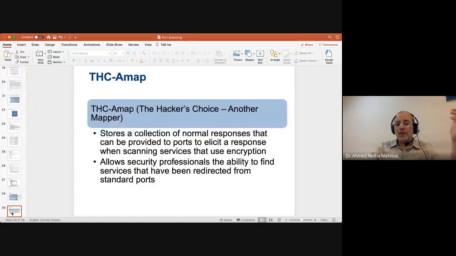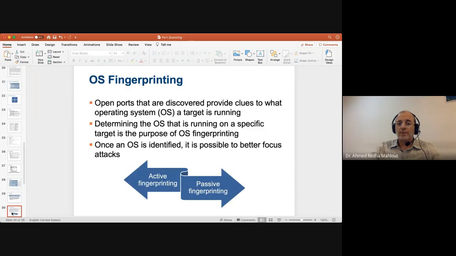When you know the network range used by that specific target, it can send a random one. The Hacker's Choice is another mapper, another type of tool that can be used to find out the different services that exist and correspond to a port or well-known port.